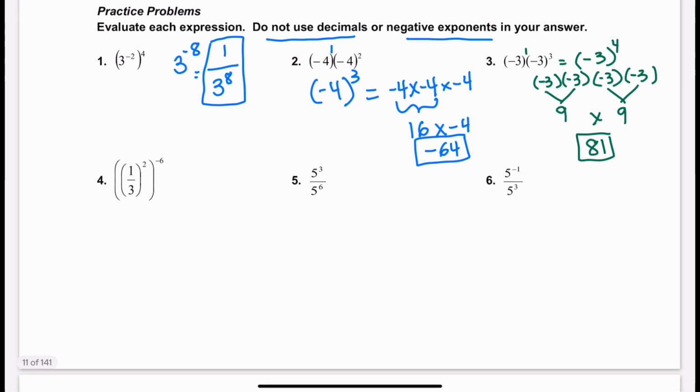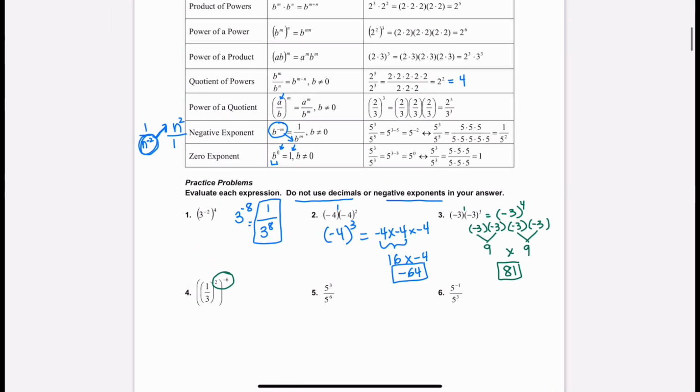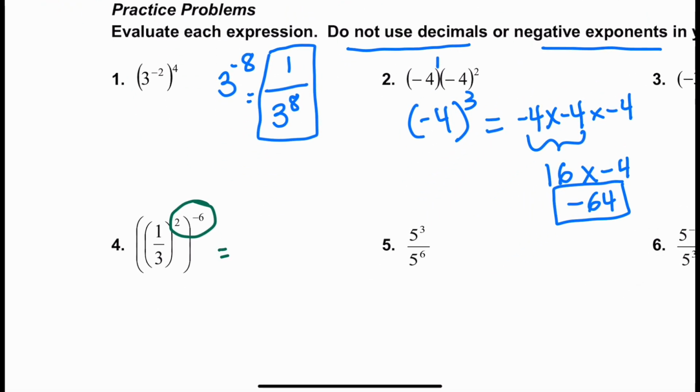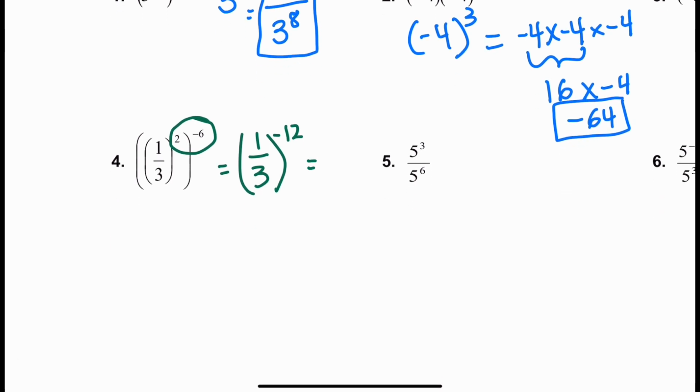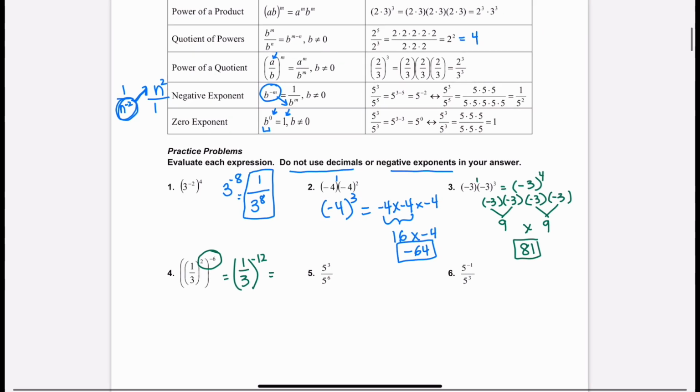Now number 4, this is 1/3 squared to the power of negative 6. Now if you have a power to a power, you're going to look up here, we're using the power to a power. You want to multiply those exponents. So this is going to be equal to 1/3 to all to the power of negative 12. Now we do not want to have negative exponents. So I'm going to use my power of a quotient, and I'm going to take that negative 12 to both the top, the numerator, and the denominator.